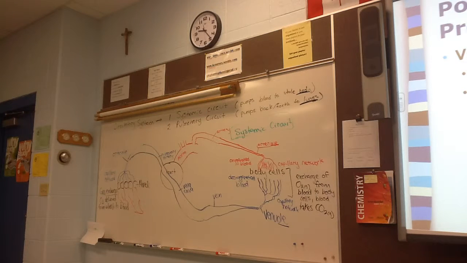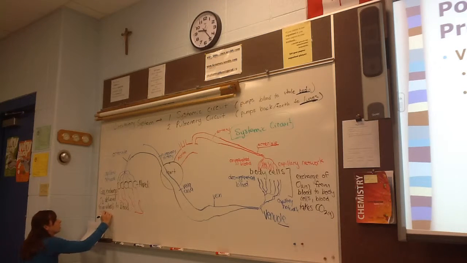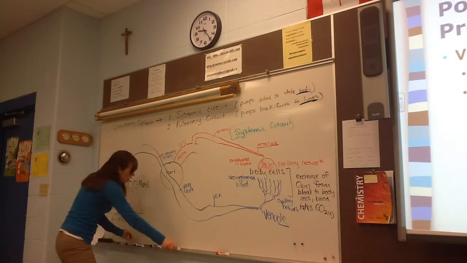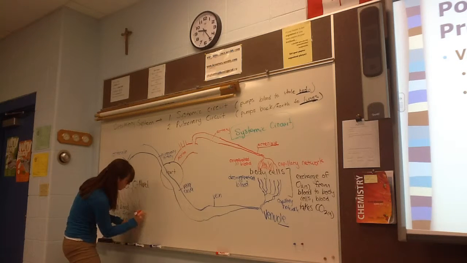And then what else do we need to drop off? It's our CO2. So CO2 is delivered from blood to alveoli, because we need to get rid of that CO2, so we're going to put it in the alveoli so we can exhale it out. Okay, so then all of this capillary network will meet up together.